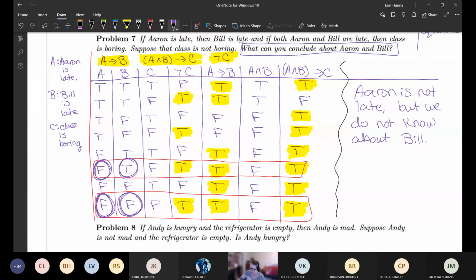So since there were only the two cases where all three of those statements were true, those two are our answers. So notice we have a couple of these other ones where we have like two of them highlighted, but the implication was not true. But we're told that if Aaron is late, then Bill is late. We must assume that's true. In that row, it's false, so that can't be our answer. So that's how you conclude the answer there. Hopefully that made sense. Any more questions?